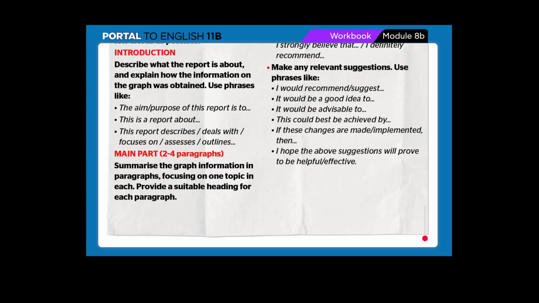Then you move to the main part, which consists of 2 to 4 paragraphs. In this part, you summarize the graph information in paragraphs, focusing on one topic in each. Provide a suitable heading for each paragraph.